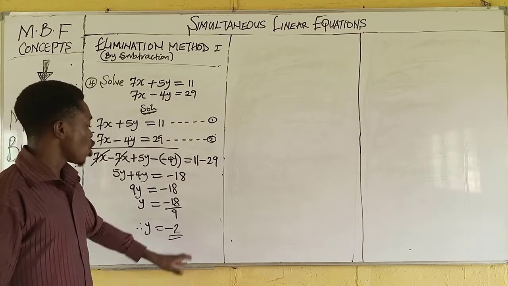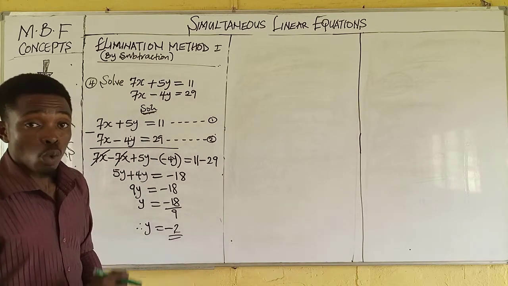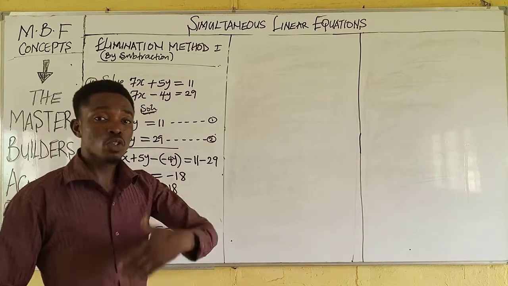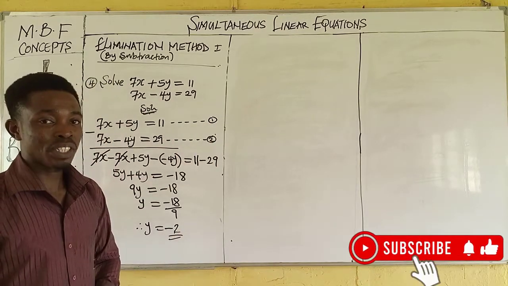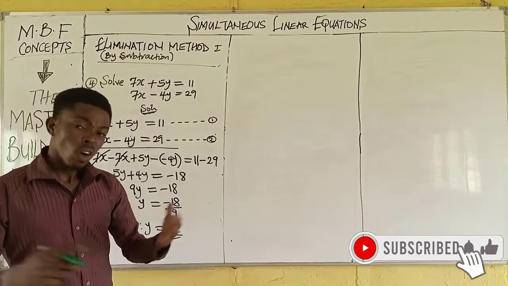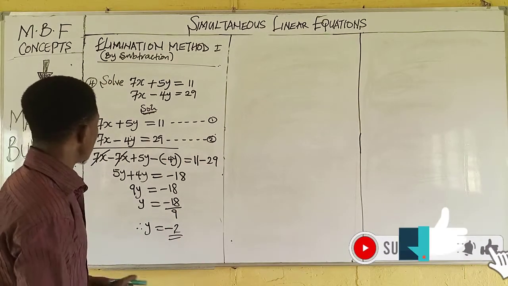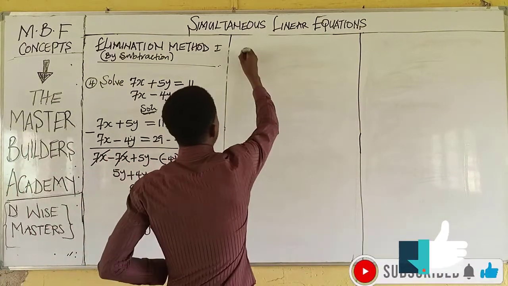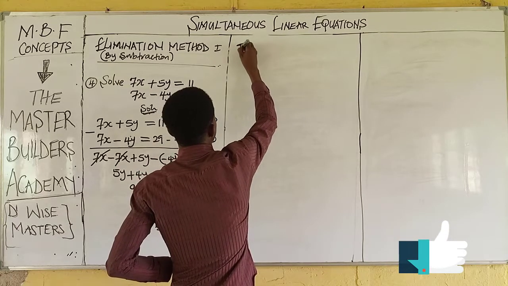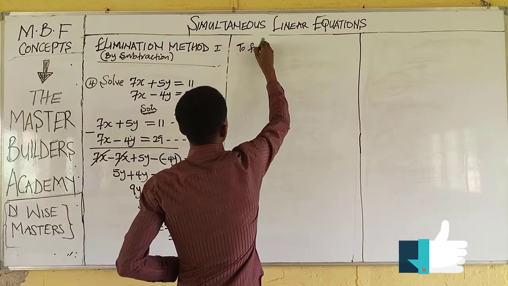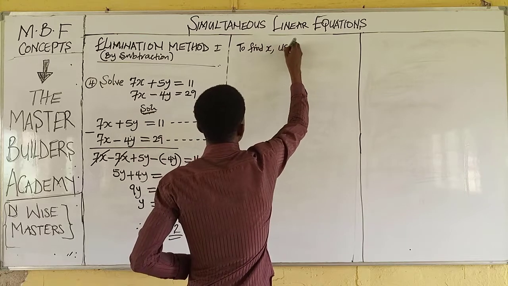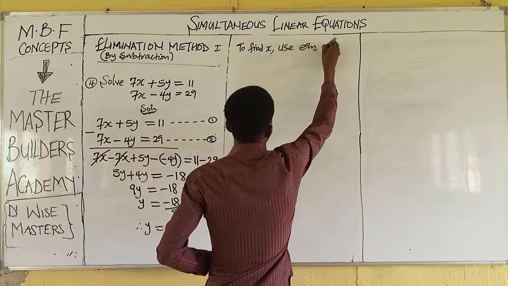Now that we have successfully obtained the value of y, to get the value of x, you can make use of any of the equations. You can decide to use equation 1 or equation 2. Now let's use equation 1. So from equation 1, you can also find x, use equation 1.